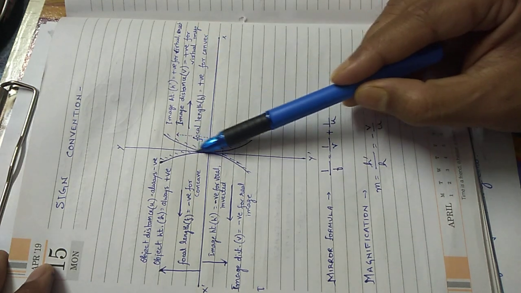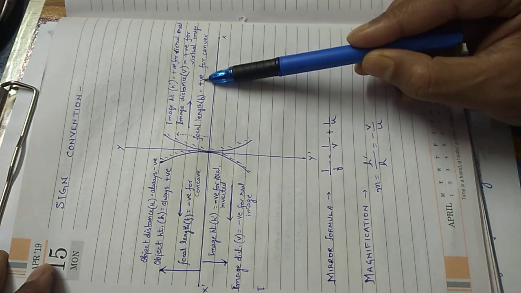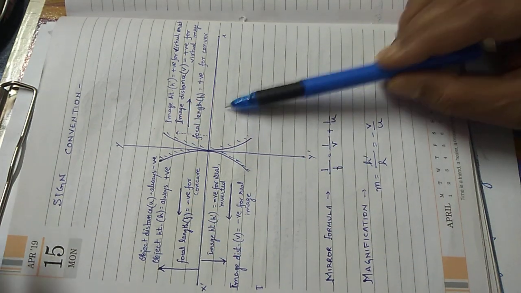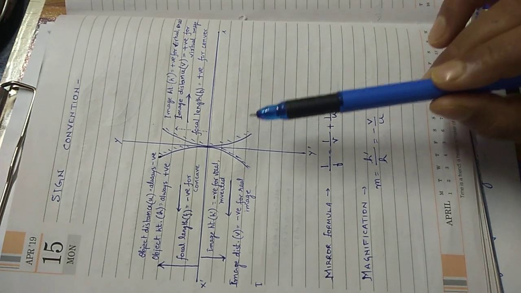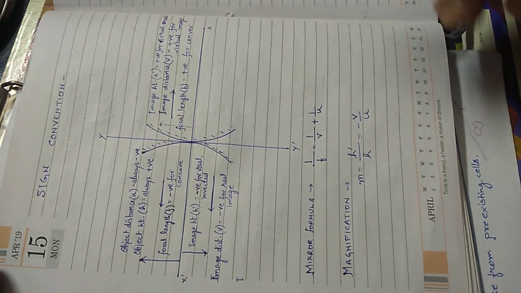And regarding the convex mirror, in the case of a convex mirror, the focal length will have a positive value because the F will lie on this side. So that is the standard sign convention we follow to indicate the different signs for object and for image. Is that clear?